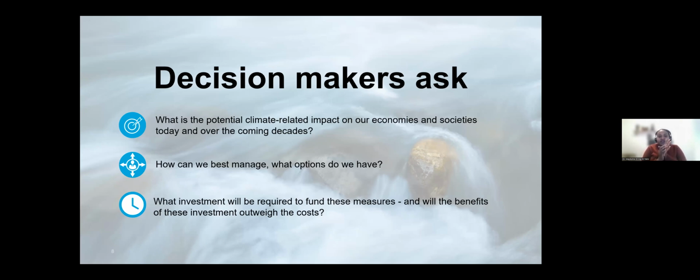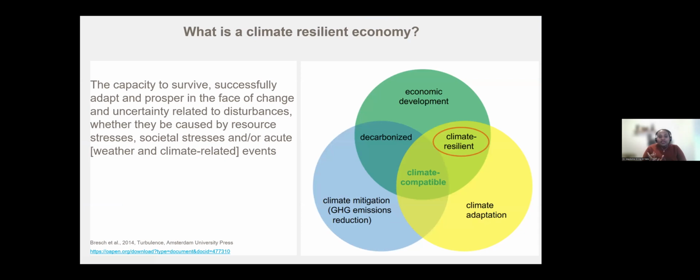What is the potential climate-related impact on our economies, societies today, and over the coming decades? How can we best manage, and what options do we have? What investments will be required to fund these measures, and will the benefits of these investments outweigh the costs? What we need actually is a climate-resilient economy. That has been defined by the capacity to survive successfully and adapt and prosper in the face of change and uncertainty related to disturbances, whether that be caused by resource stresses, societal stresses, or acute weather and climate-related events.